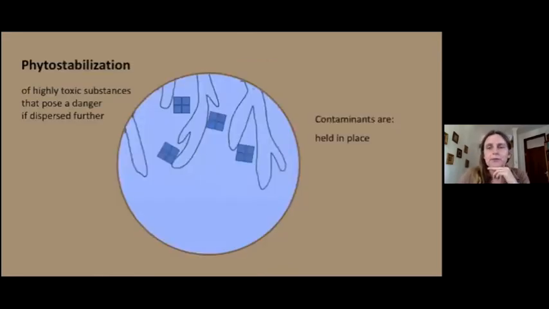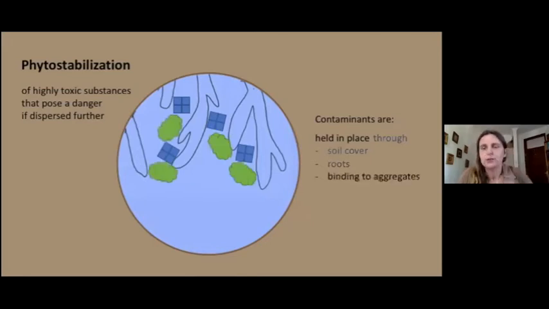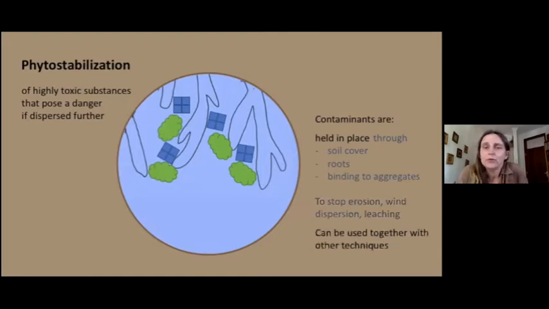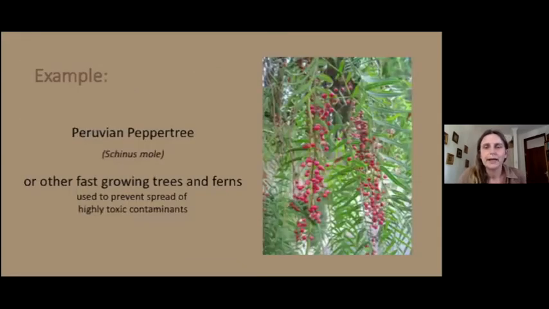Phytostabilization is the process in which contaminants are not necessarily taken up, but held in place by a soil cover that prevents erosion. They can also be held in the root zone, or they can be attached to soil aggregates. This technique is used to prevent immediate danger from very toxic substances by stopping the contaminant from spreading to the larger area. And it can, of course, be used together with any other bioremediation techniques to dissolve the substance long term. An example for this is the Peruvian pepper tree, but generally all fast-growing trees or ferns can be used for this.